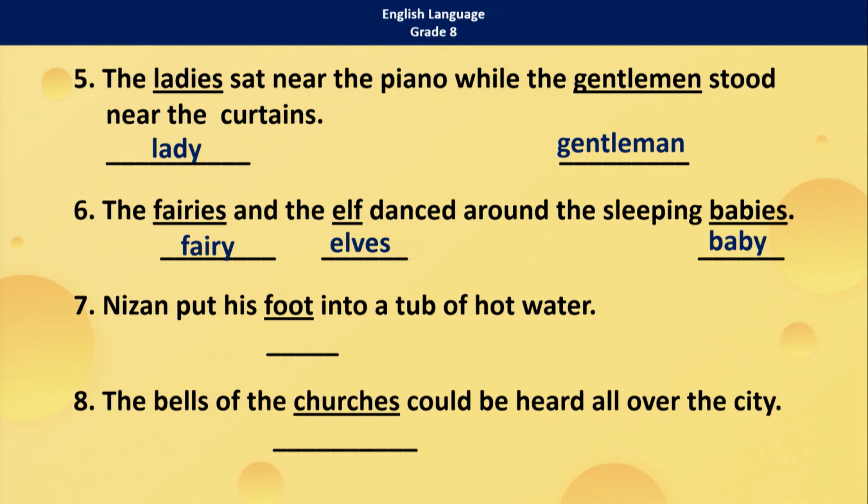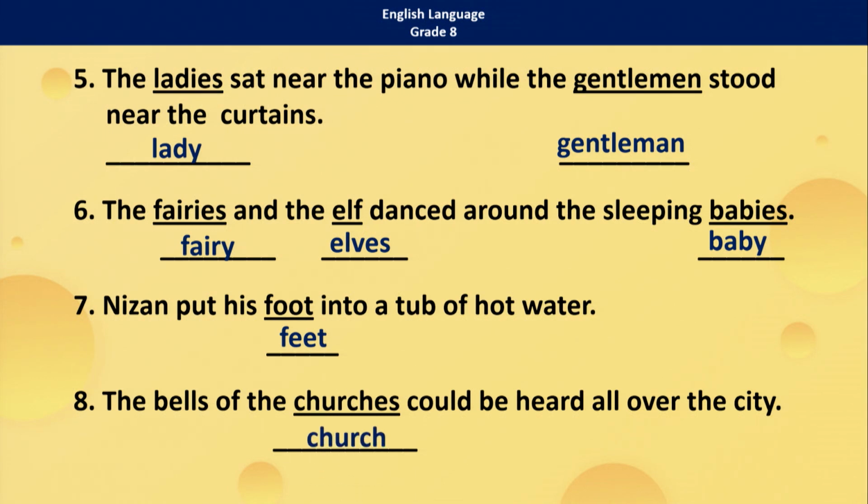Right. Nizan put his foot into a tub of hot water. Underlined word there is foot. It has an irregular plural form. It is feet. The bells of the churches could be heard all over the city. Churches is plural. So, to form the singular, we have to remove E and S. So, it becomes church.